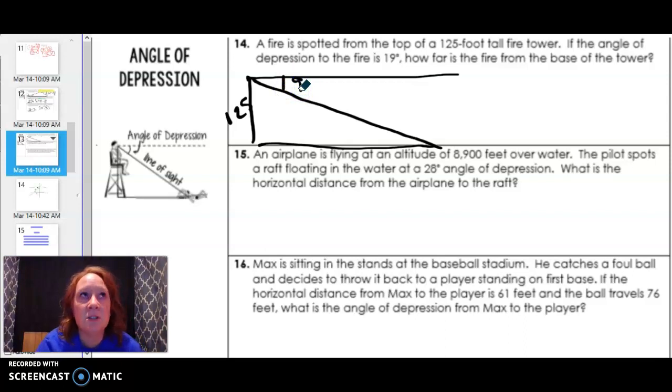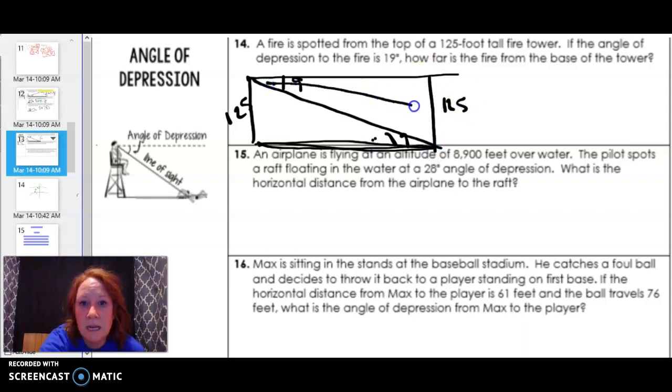Now, angle of depression problems, I find, are the most problematic because people put the 19 in the wrong place. Think way back to geometry. The ground and the line out are parallel lines. So if this is 19, this is also 19. That may or may not help you. Okay, so that said, I want to know this. I'm going to use this 19 here, or I really could say that this is 125 as well.